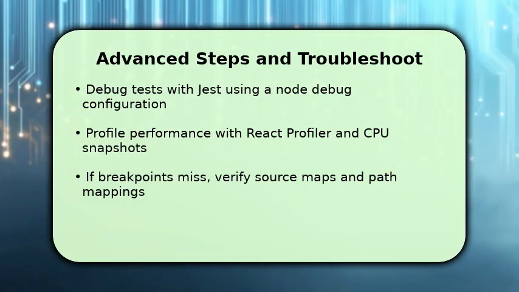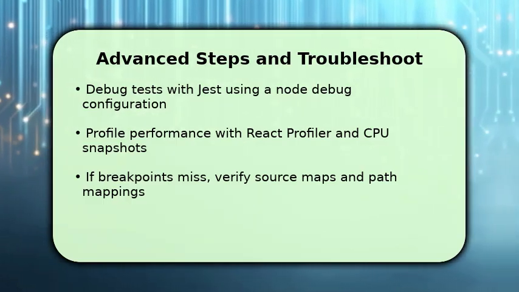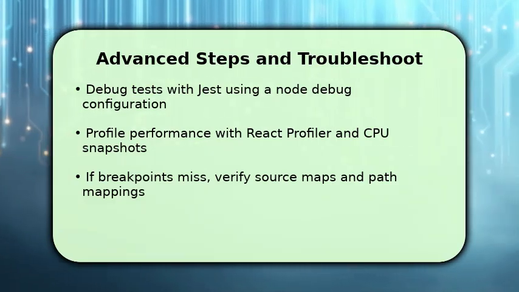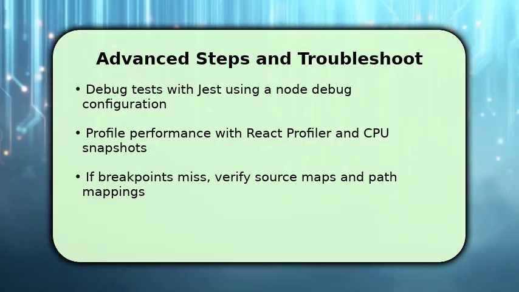Add a Node debug configuration to run just tests under the debugger and use the React Profiler or CPU snapshots for performance bottlenecks. Once you've reproduced the bug and inspected call stacks and component state, apply fixes and rerun tests.